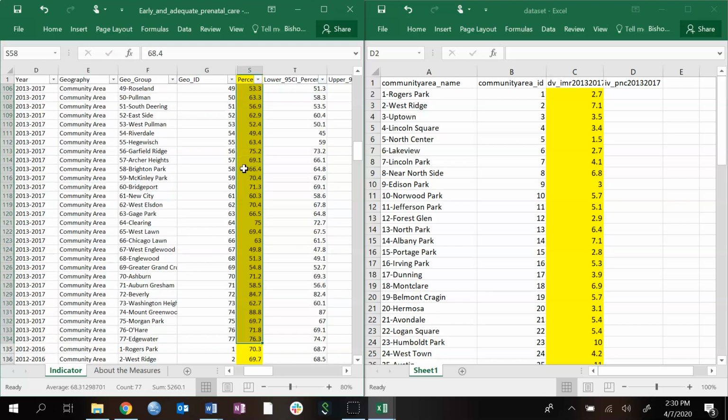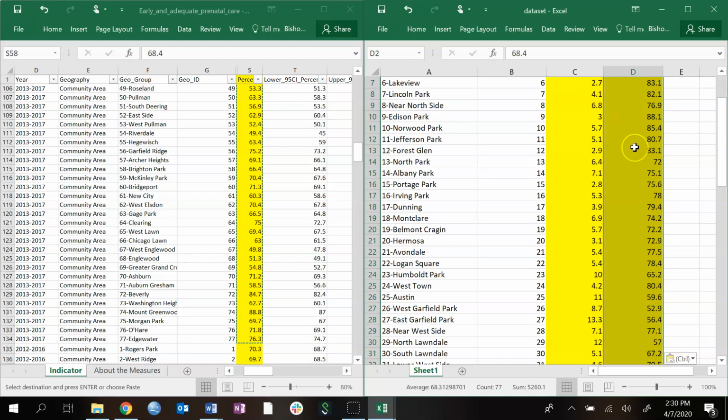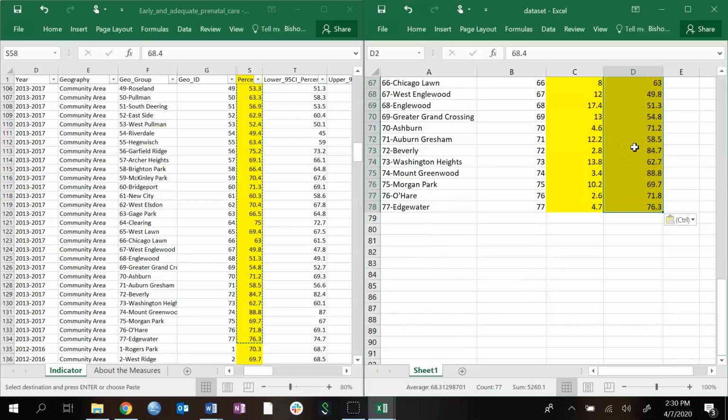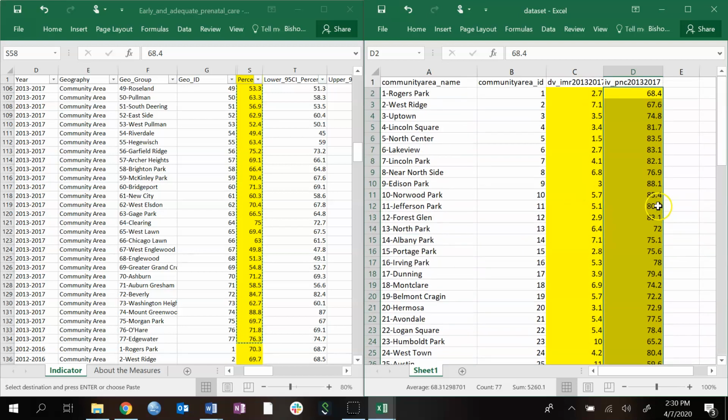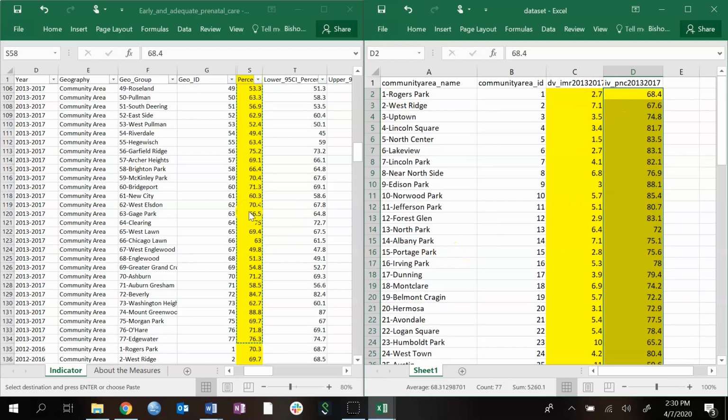All right, so we've got our data here selected. Let's copy and then come over here into our spreadsheet and paste. Okay, we're going to scroll down to the bottom and make sure that we've got data all the way through Edgewater and that we have data for Rogers Park. Okay, so that's our first independent variable.